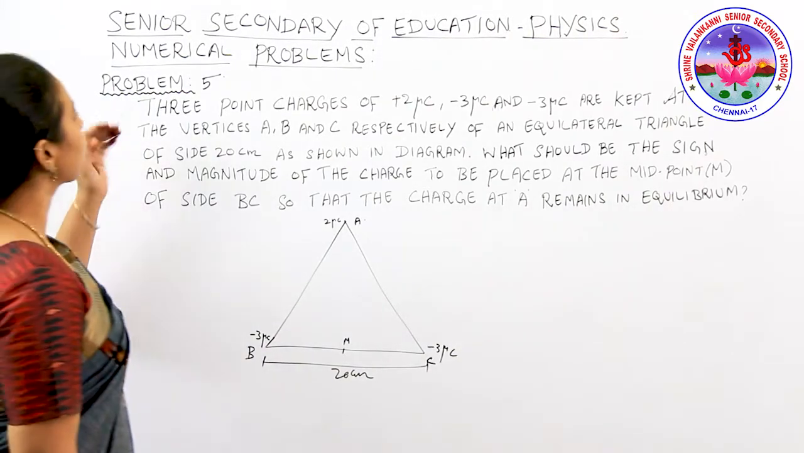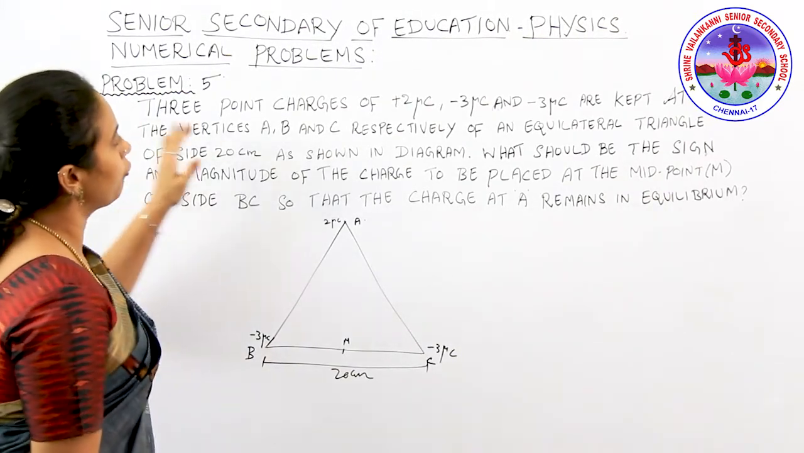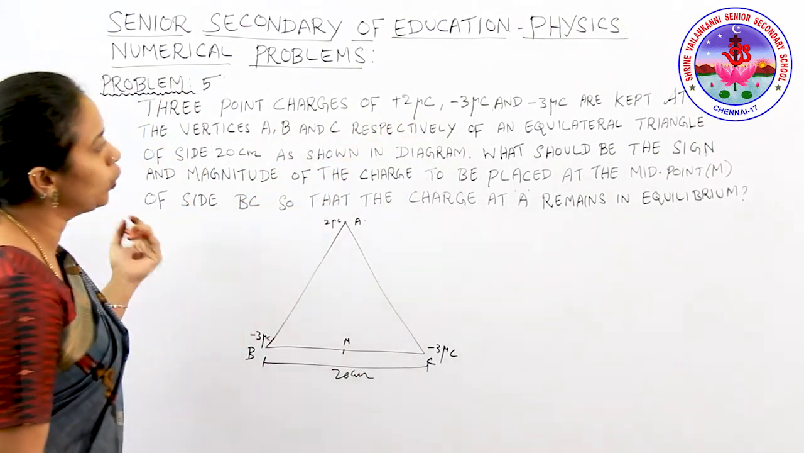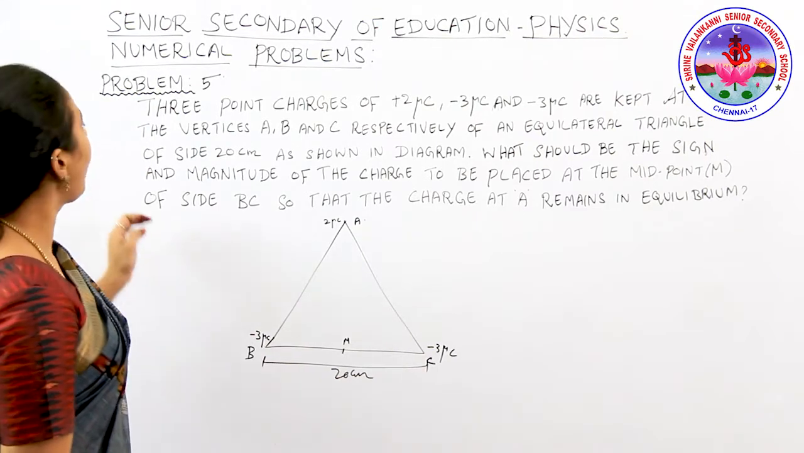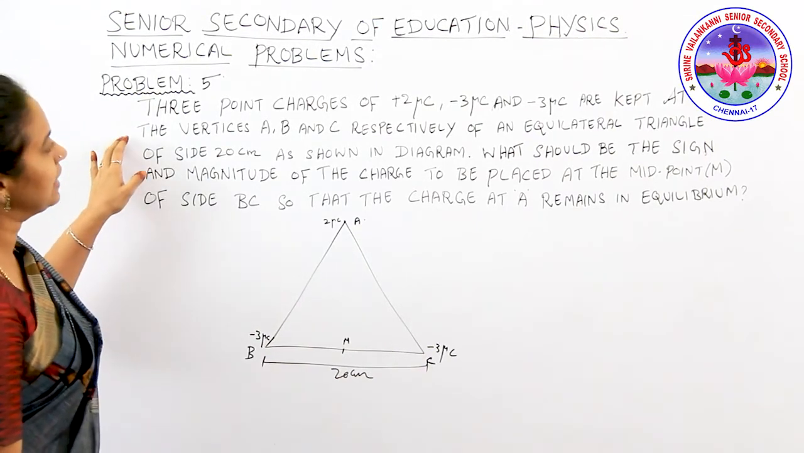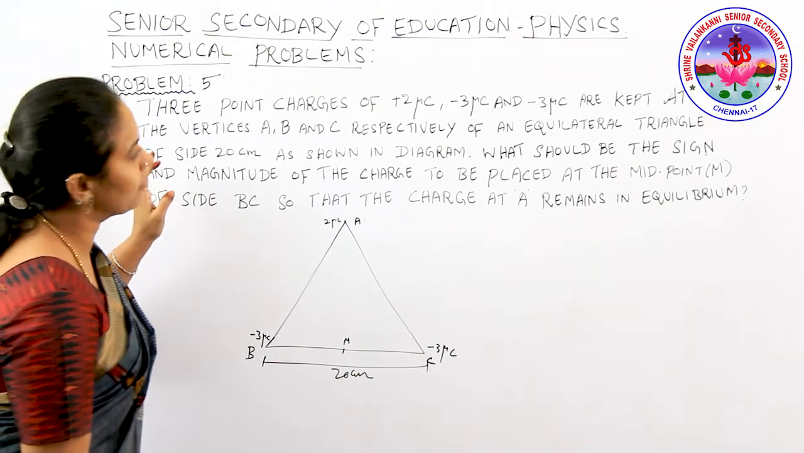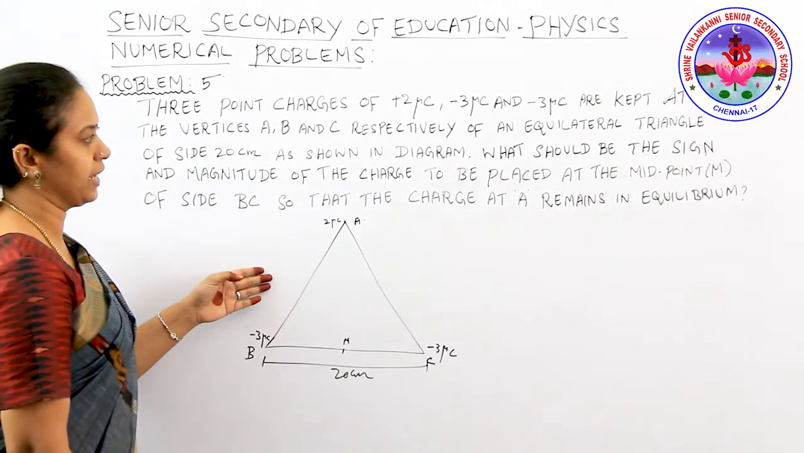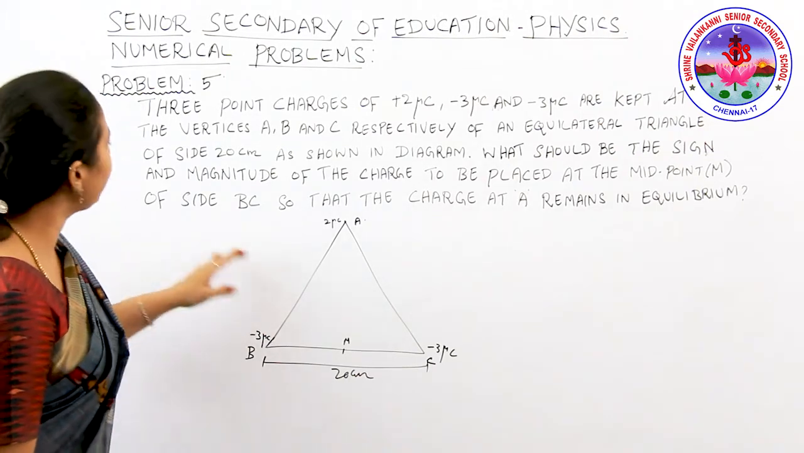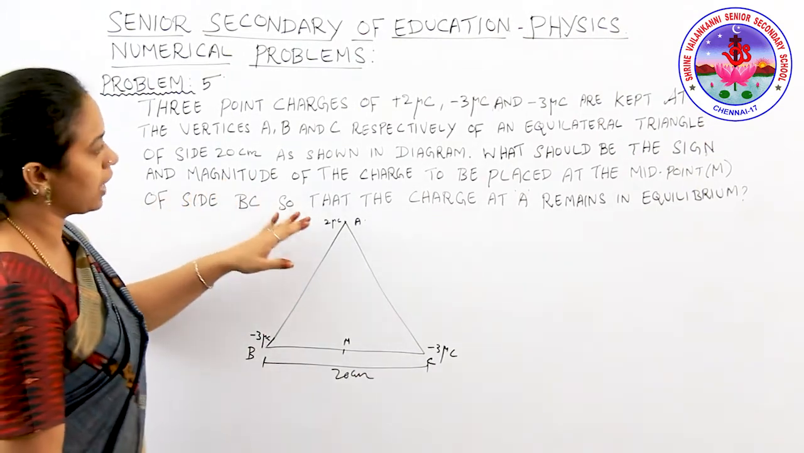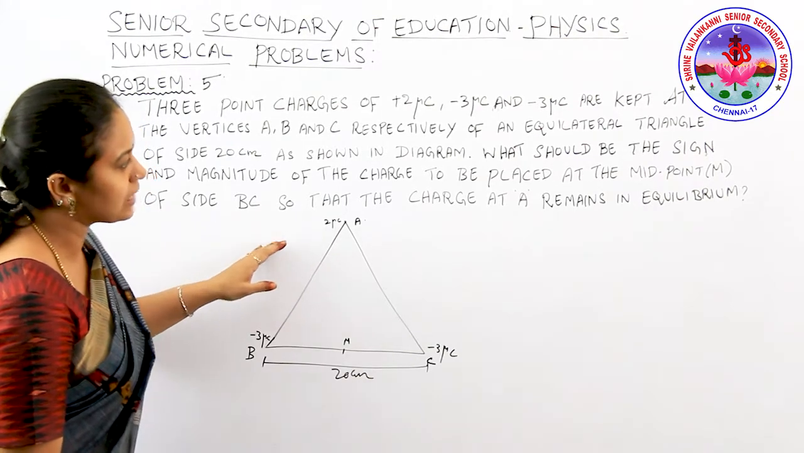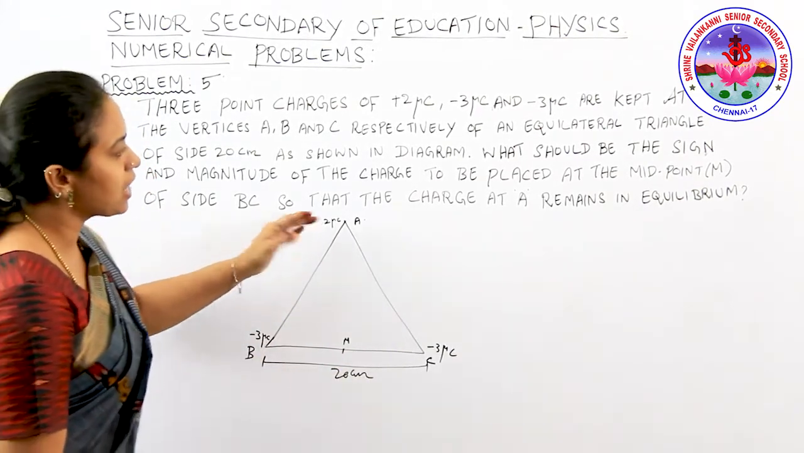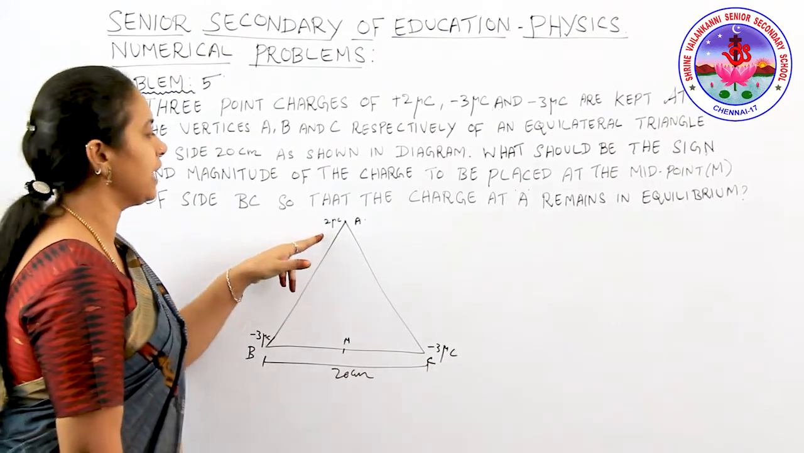Problem 5. Three point charges of plus 2 micro coulomb, minus 3 micro coulomb and minus 3 micro coulomb are kept at the vertices A, B, C respectively of an equilateral triangle of side 20 centimeter as shown in the diagram. What should be the sign and the magnitude of a charge to be placed at the midpoint of side BC, so that the charge at A remains in equilibrium?